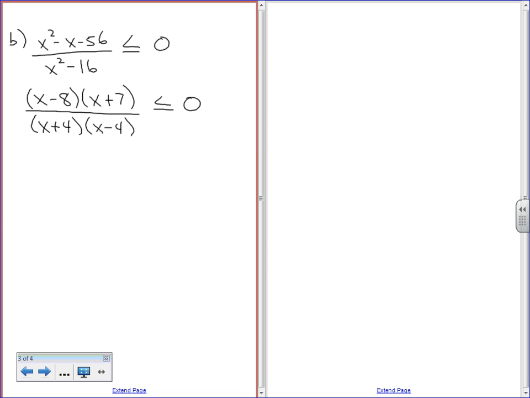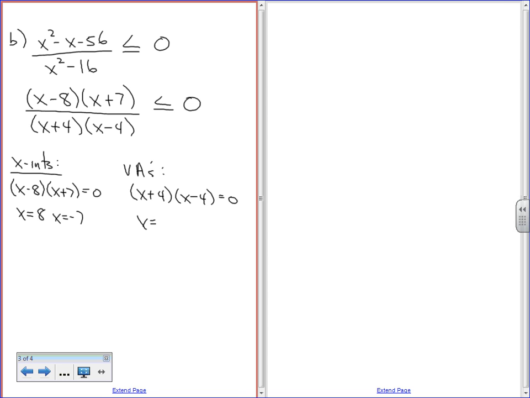Once you have it in factored form, it's going to help you set up your interval chart, and also it'll make it a little bit easier for you to identify the x-intercepts and the vertical asymptotes. So the x-intercepts occur when the numerator is equal to 0. So when x minus 8 multiplied by x plus 7 is equal to 0. So that happens when x is equal to 8 or x is equal to negative 7. Then identify the vertical asymptotes. Vertical asymptotes occur when the denominator is equal to 0. And that would occur when x is equal to negative 4 or when x is equal to 4.